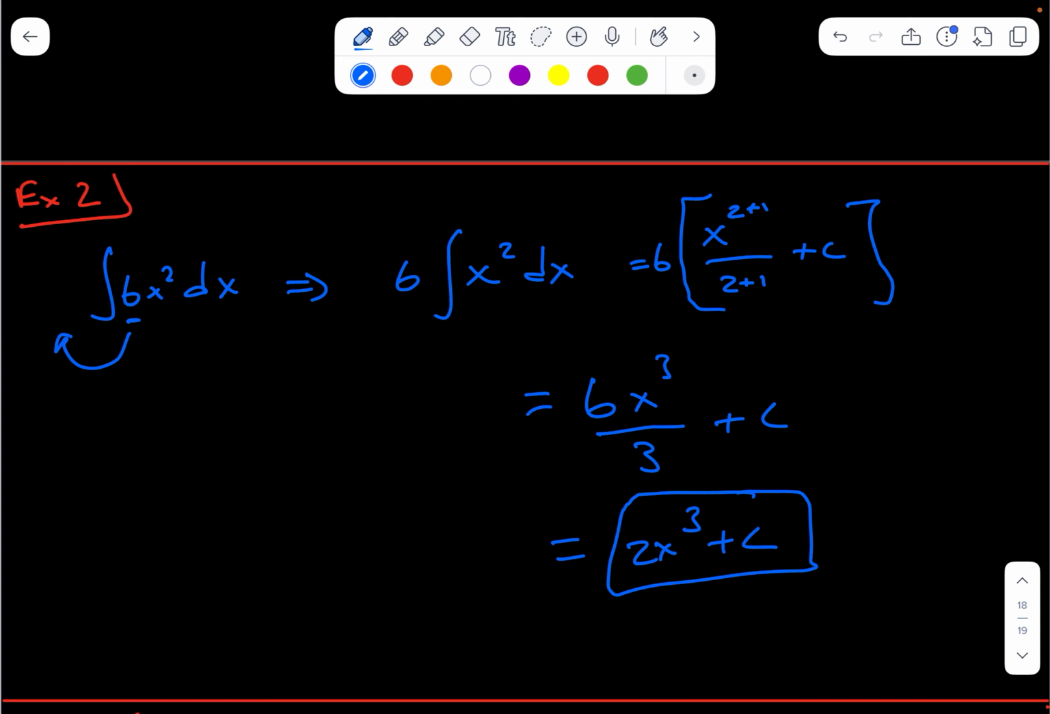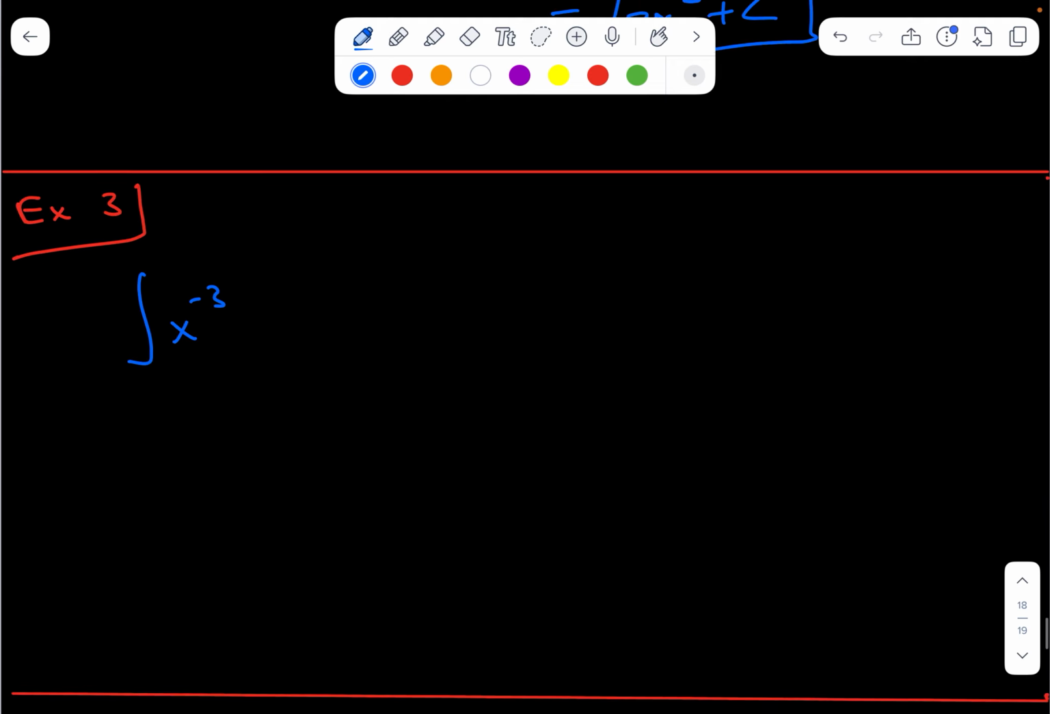So whenever you have a constant, take it out in front because that is an integration rule, and then solve the power rule as normal. But don't forget to multiply that constant back in, and you're able to, most of the time, simplify it down even further. Let's do one more example.